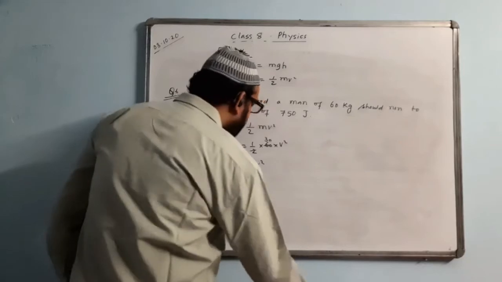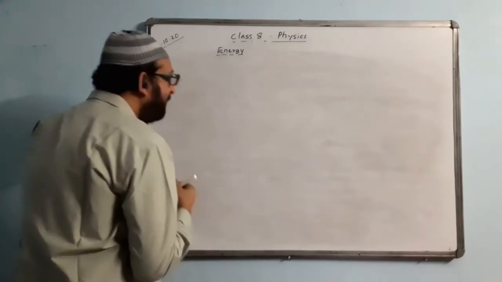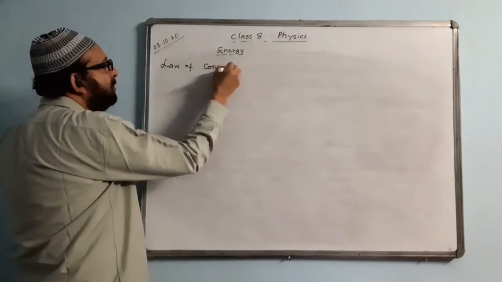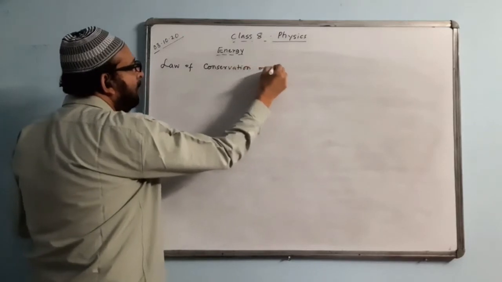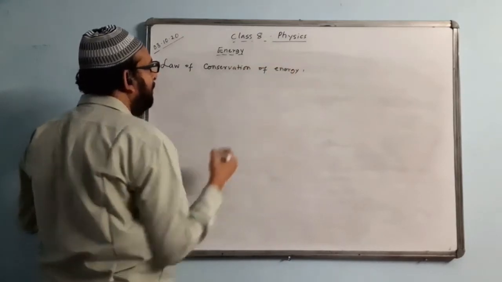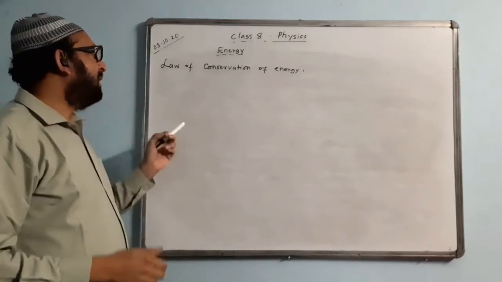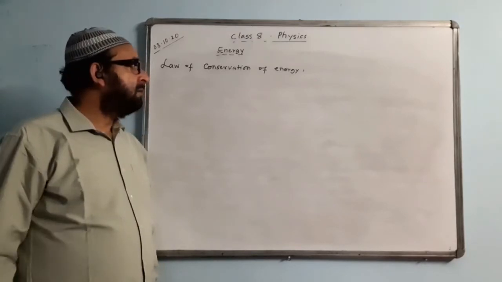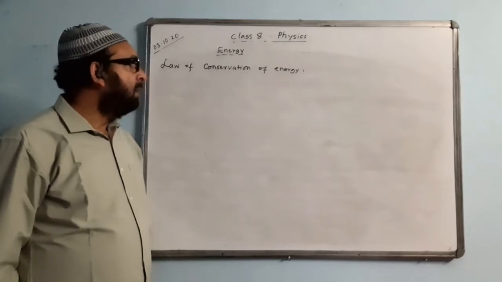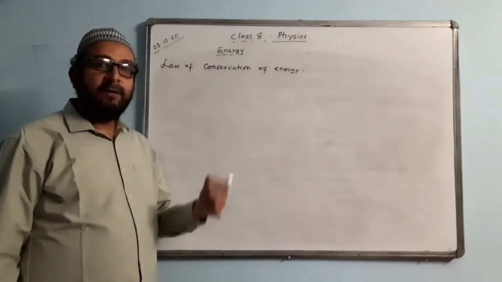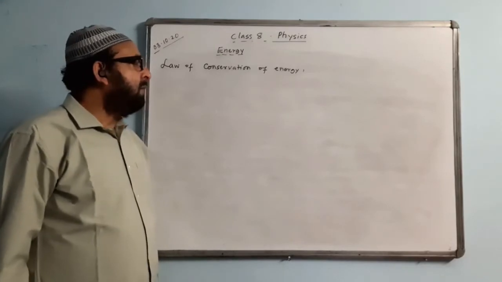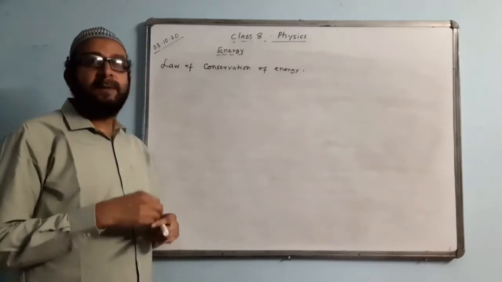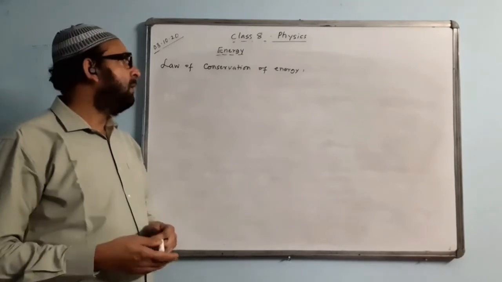Okay. Now the next part of this chapter is the law of conservation of energy. What is the statement of the law of conservation of energy? We say energy is neither created nor destroyed, we can only change it from one form to the other form, or it can only be changed from one form to the other form.